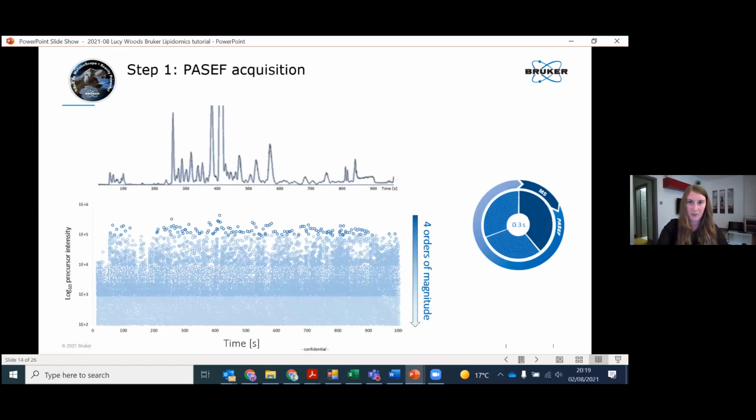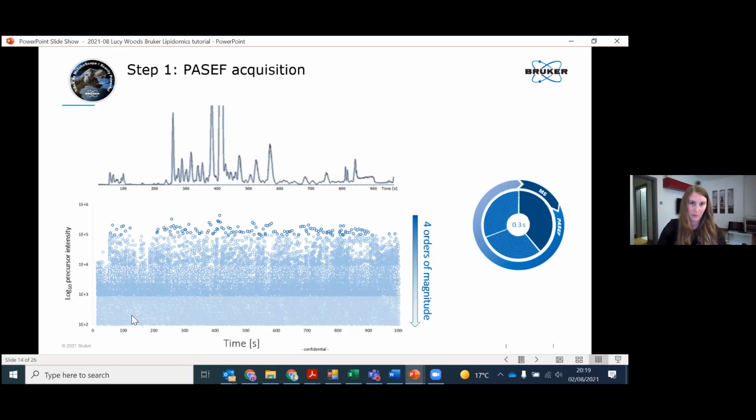So the first aspect is using this passive acquisition. So this is the data from the C. elegans sample. So you can see the chromatogram at the top. And at the bottom, you can see these circles, which each represent a lipid precursor, which has been fragmented and then characterized based on the fragment spectrum. So this plot is a log plot. So this covers 4 orders of magnitude.